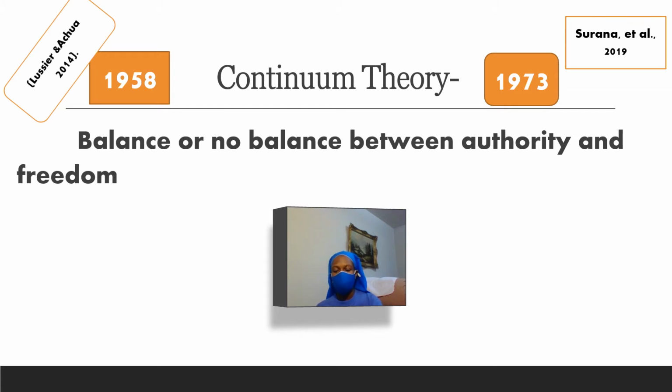For example, if a boss is trying to come up with a solution to a problem, especially during COVID in education environments, if a boss wants to put up strategies that help students cope with COVID, he or she might consult the teachers, and might either share what he thinks before including them in the decision-making process, or just leave the decision up to them. So there is sometimes a balance, and other times there is no balance between authority and freedom.